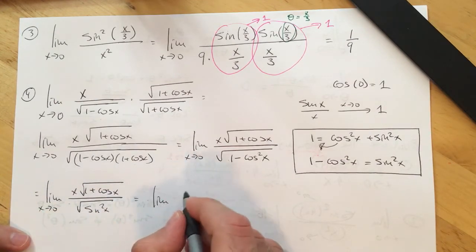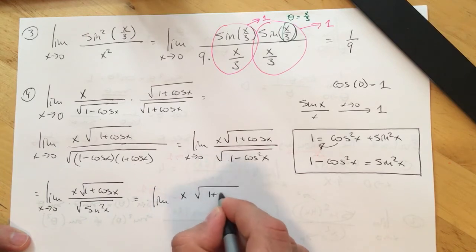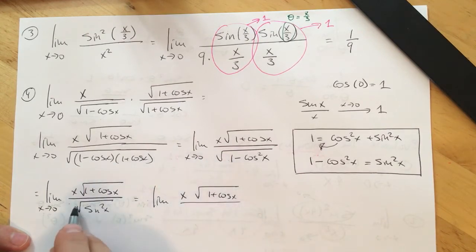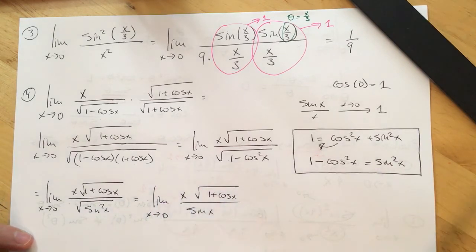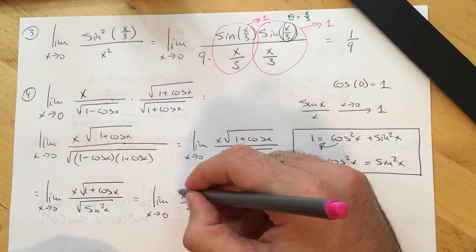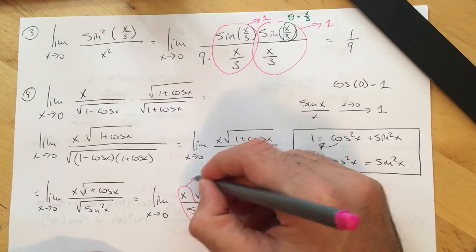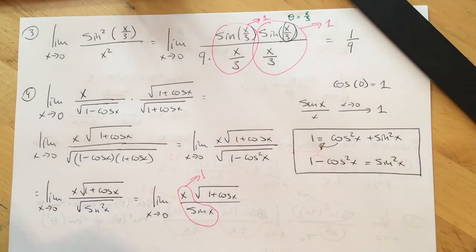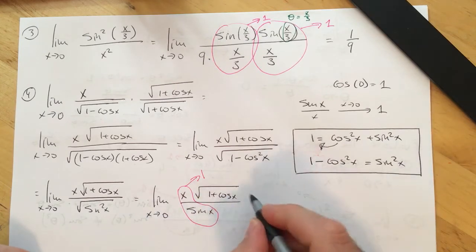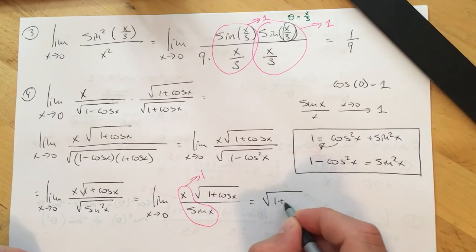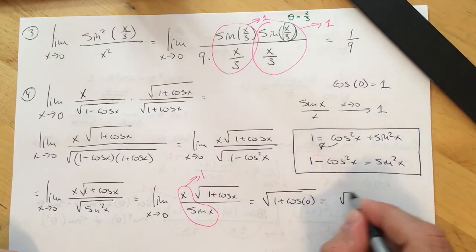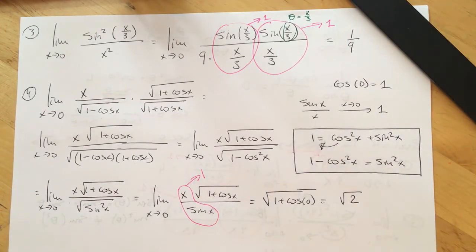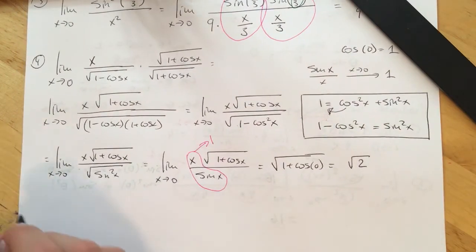And now I have the limit of x times square root of 1 plus cosine of x over square root of sine squared, which is just sine of x. As x goes to 0, we know that x over sine of x as x goes to 0 also goes to 1. Now use direct substitution. You get square root of 1 plus cosine of 0. Cosine of 0 is 1, so that's 1 plus 1 is equal to 2. Okay.